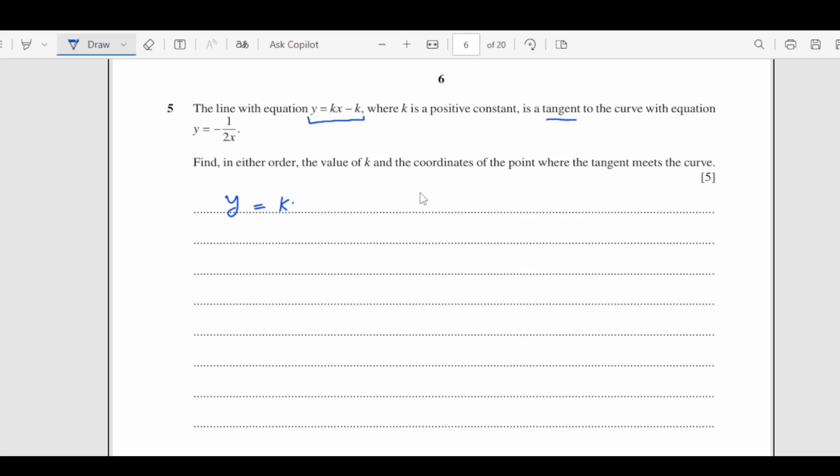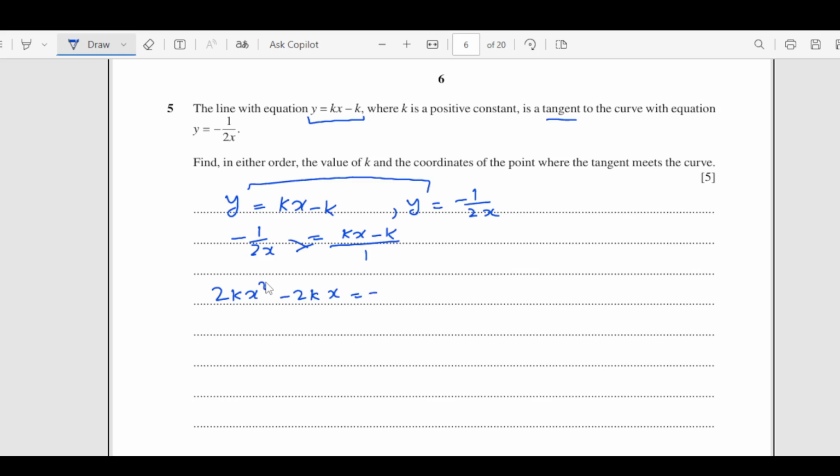So I will write down here y equals kx minus k, and another one is y equals minus 1 over 2x, right? When we equate both sides, we get negative 1 over 2x is equal to kx minus k over 1, right? When you cross multiply, this becomes 2kx squared minus 2kx equals to minus 1. So rewriting, 2kx squared minus 2kx plus 1 equals to 0.